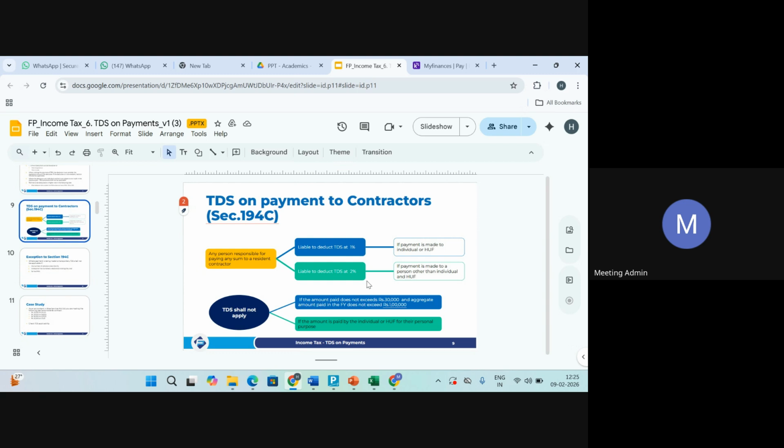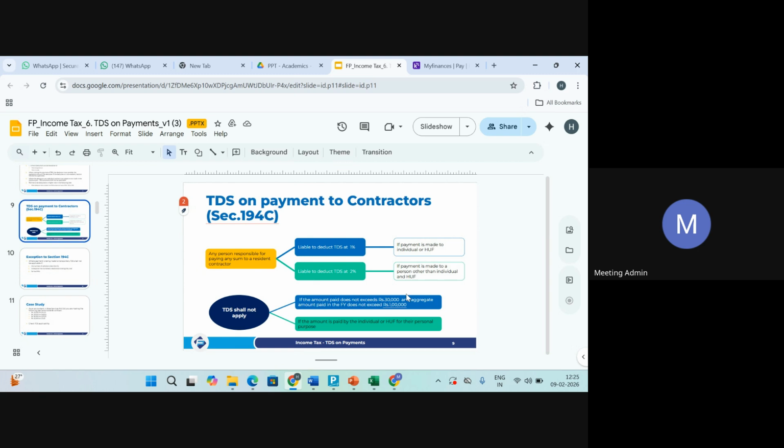Liable to deduct TDS at 2%. You deduct 2% of TDS if the payment is made to a person other than an individual. It can be a company, a firm, a partnership, an organization, or an institution. In this case there won't be only one person; there will be two or three, and sometimes many partners. So based on that, they will pay 2% of TDS to the government by doing the contract. If it is a single person dealing with a single person, they will pay 1%.